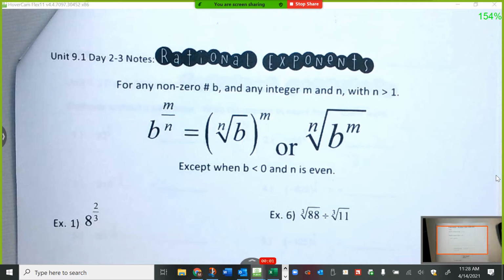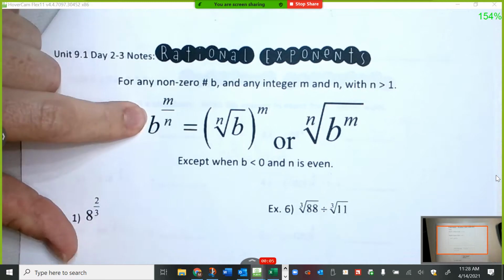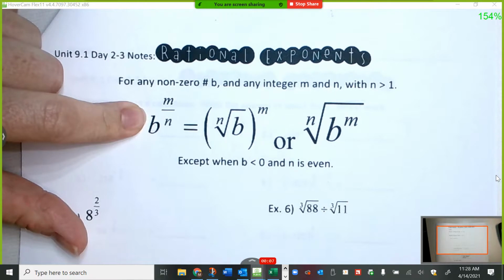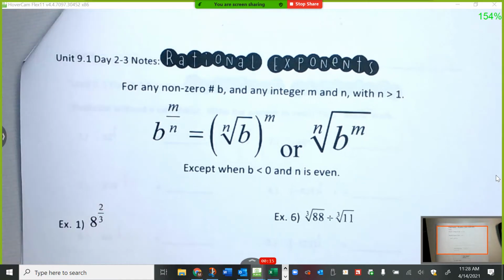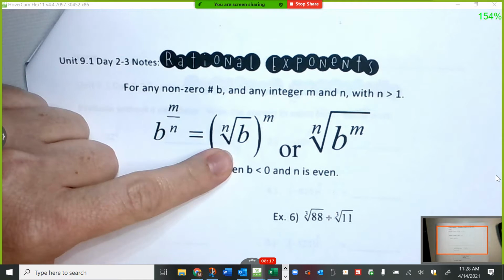We're doing rational exponents. So what I want you to realize is we're still dealing with exponents. The only difference is what? What do you notice about the exponents? It's a fraction now. So we have to understand what that fraction represents, and that's this. It has to do with square root and an exponent.